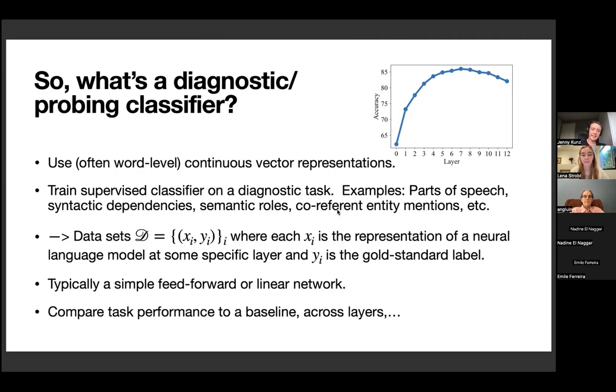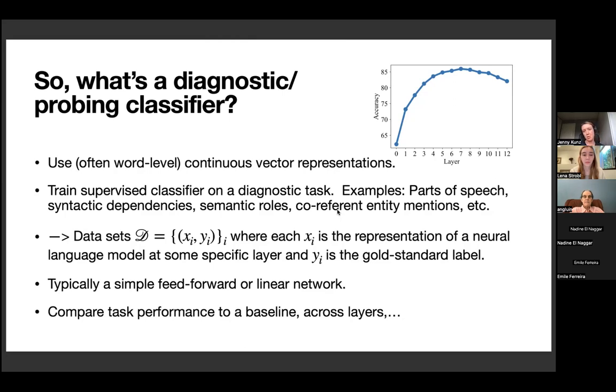And you create a data set where you have the representation of the language model from, for example, some hidden layer as the input, and the gold standard label as the target. And then you use this classifier to, for example, compare the task performance to a baseline or across layers.